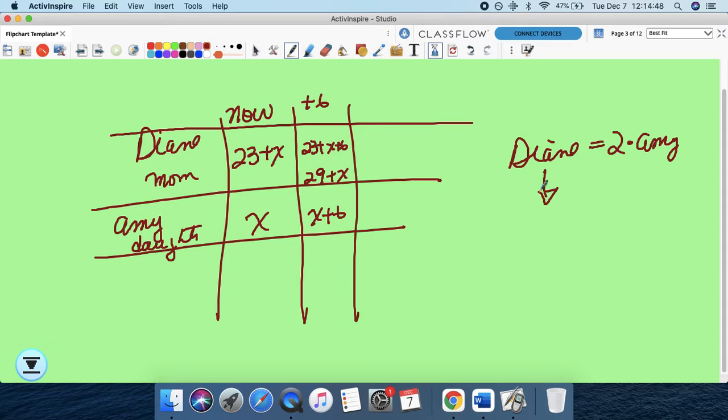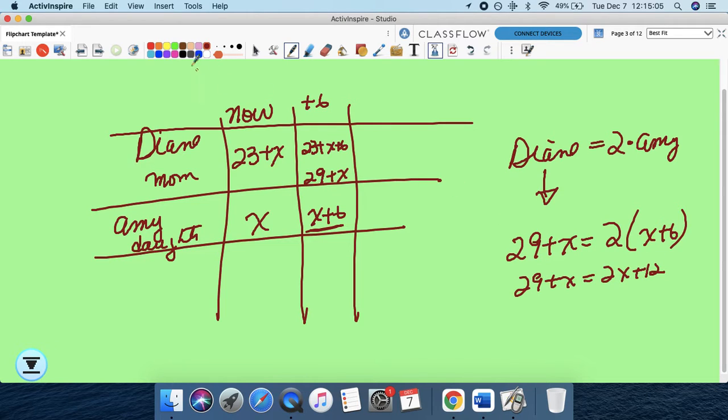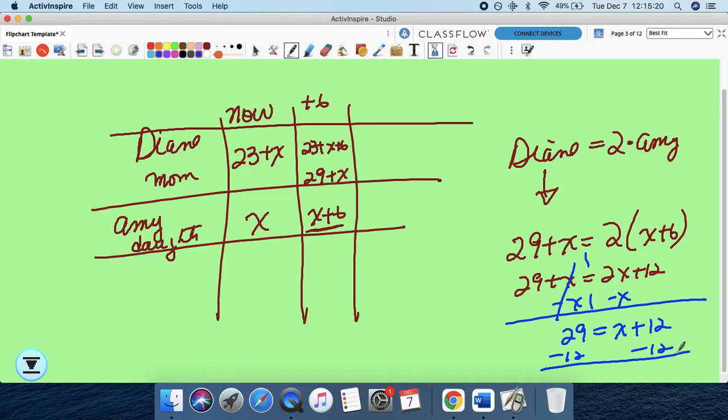Well, how old is Diane in 6 years? In 6 years, Diane is going to be 29 plus X. And Amy, in 6 years, how old is she? She's X plus 6. 29 plus X equals 2X plus 12. We're going to subtract X from each side, right? The smaller variable, smaller coefficient. X minus X is 0, that's 29, and this is X plus 12. Subtract 12 from both sides, right? I'm going to isolate my variable. And X is all alone by itself, and that makes 17.